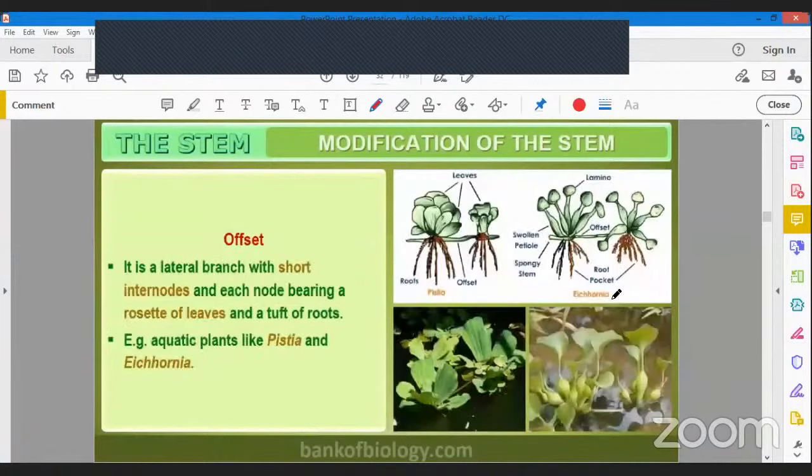Done. So next we go to offset. So what is offset? Offset is a lateral branch with short internodes. In runner, we had a long internode, but here it is a short internode. And at each internode, what is happening? You have a rosette of leaves and a tuft of roots. Rosette is a group of leaves. So each internode is like that. Examples in aquatic plants like Pistia and Eichhornia. Eichhornia you would have studied this year. It's also called the terror of Bengal. The other name for it is water hyacinth.